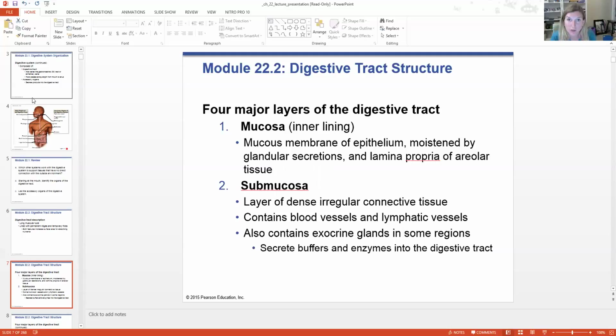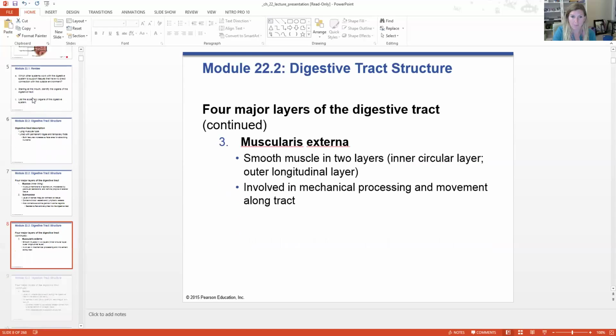There's also exocrine glands in certain regions, secreting buffers and enzymes and things like that. This is a thicker layer of dense connective tissue, dense irregular connective tissue in the submucosa, holding all of the vessels in place on the mucosa.